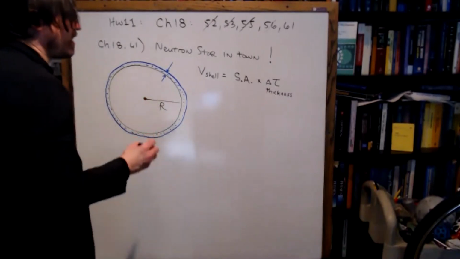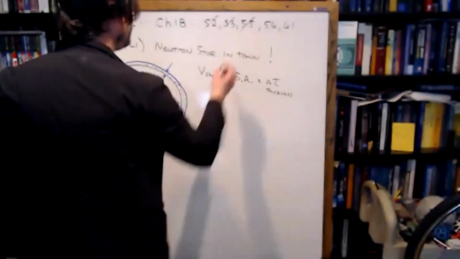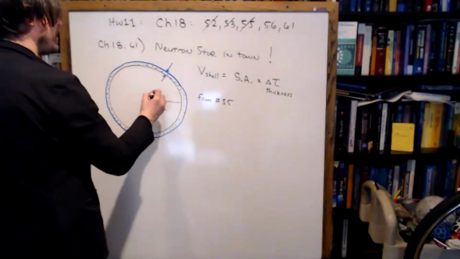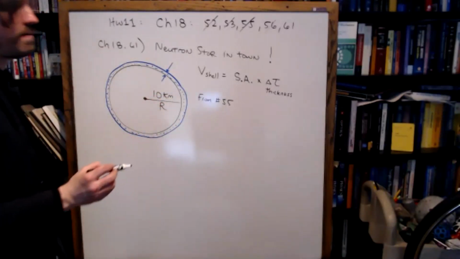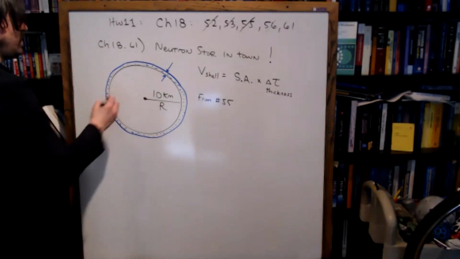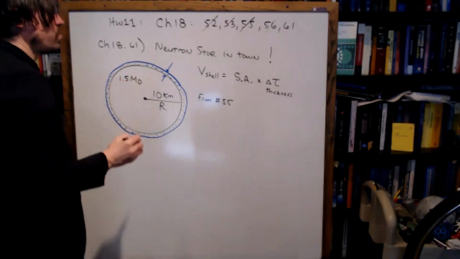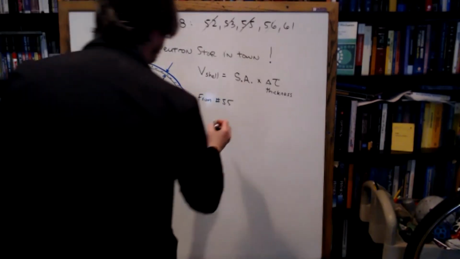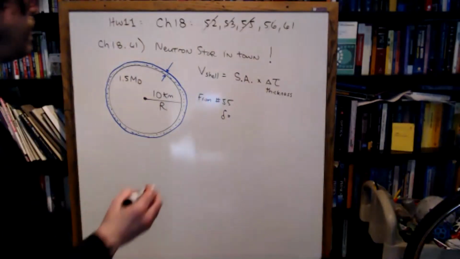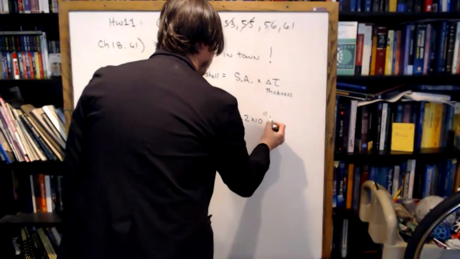Because a typical neutron star, let's do the same one that we did in that previous problem. And what was that problem? I think it was 55. From problem 55, we had a radius of 10 kilometers. And what was our mass? 1.5 solar masses. And we're actually going to need the density from that problem. So what did we get for the density? 7.2 times 10 to the 11 kilograms per centimeter cubed. That's going to help us here.